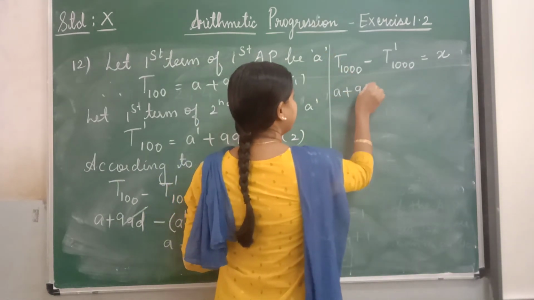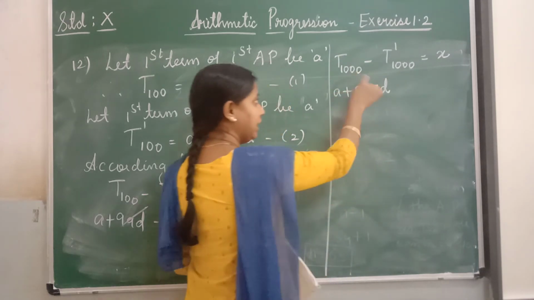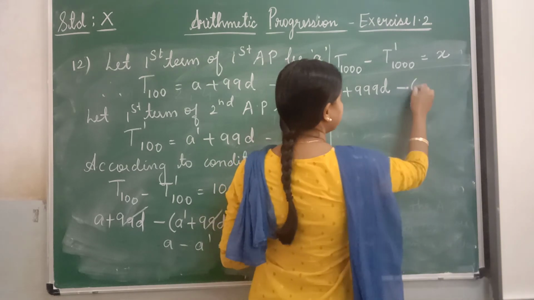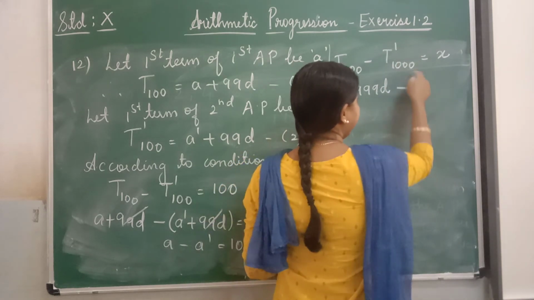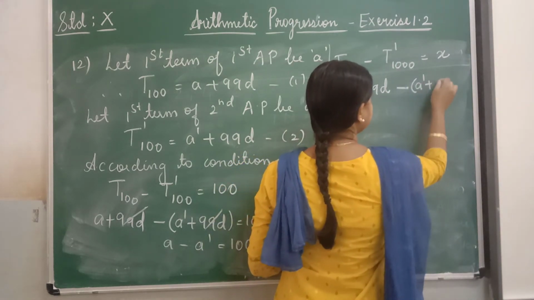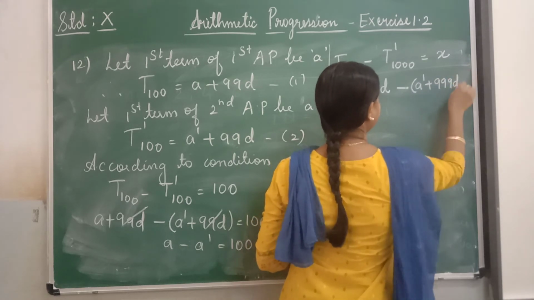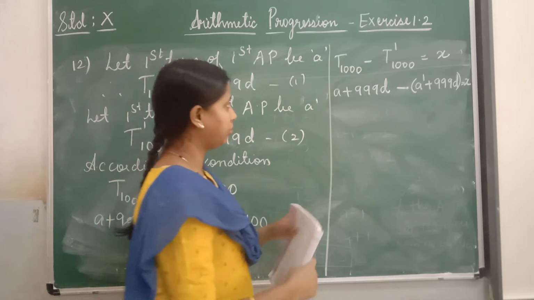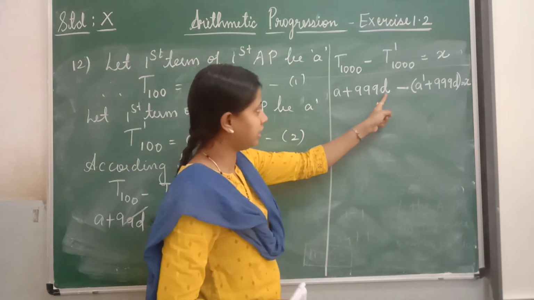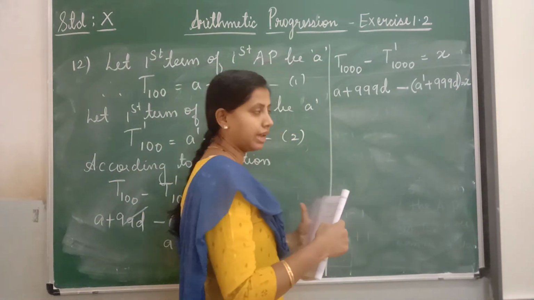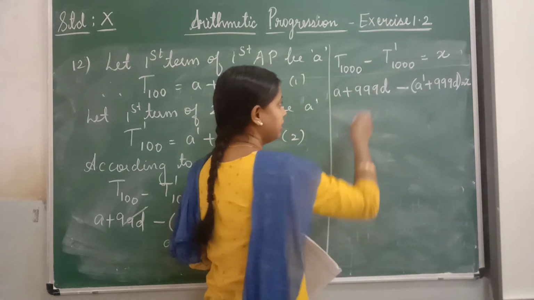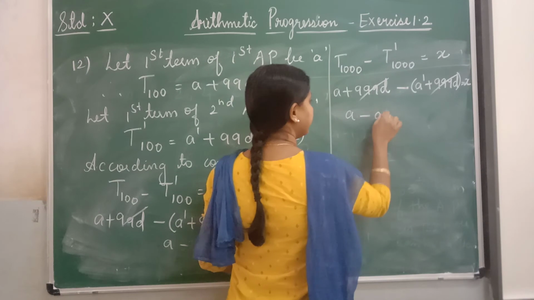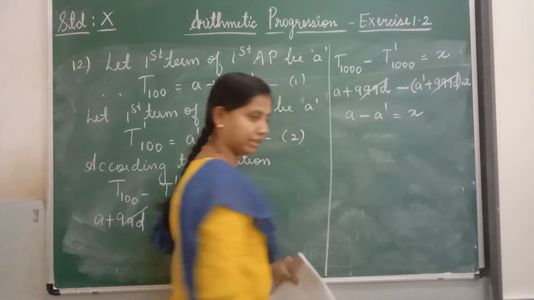A plus 999d. 1 less than 1000, that is 999d, minus a dash plus 999d is equals to x. Again same here, plus 999d minus 999d. If you multiply, you will get minus here, so it will get cancelled. What remains now? a minus a dash is equals to x.